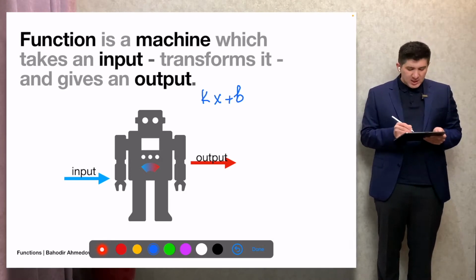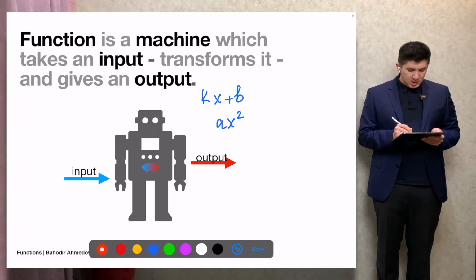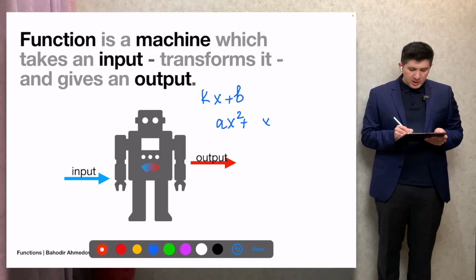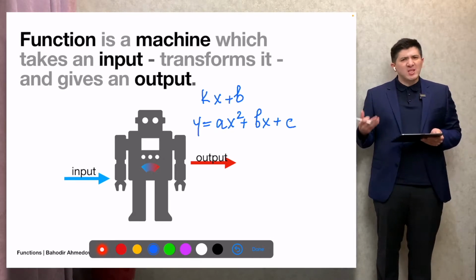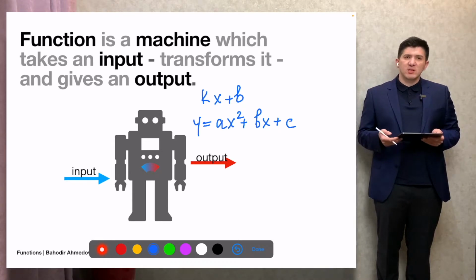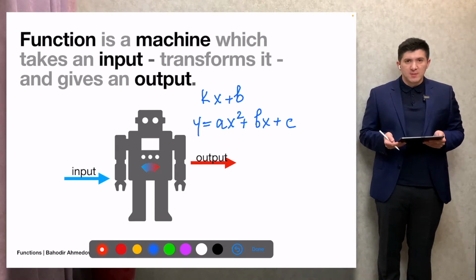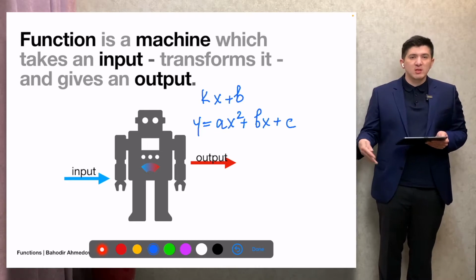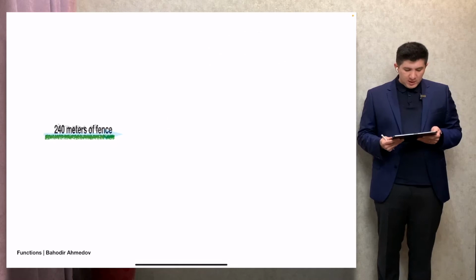But if it takes x as an input, squares it, multiplies it by a constant, plus multiplies the input by another constant and adds a third constant, we call this function the quadratic function. There are many types of functions, like linear, quadratic, exponential, trigonometric or logarithmic functions. Today we're going to talk about two of them: the quadratic functions and the exponential functions. So let's talk about the quadratic functions.